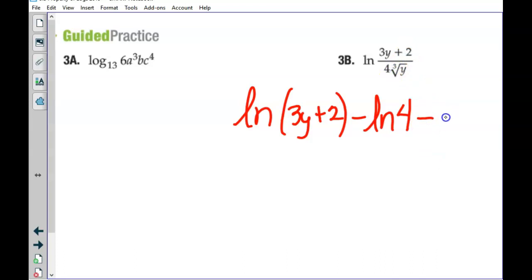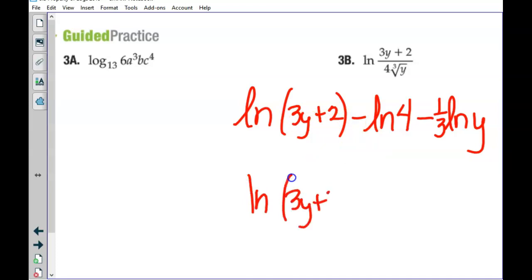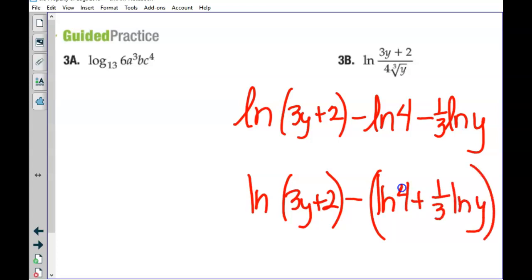Y to the 1/3. Okay. ln of y, the exponent is 1/3, so I can move it out front. And you do have to do that, guys. I don't want you to leave it the cubed root of y, okay? Can I mess with this anymore, though? Okay, the only other way you could have written this, guys, you could have said minus the quantity ln of 4 plus 1/3 ln of y. You could have said all of this is in the denominator together, and I would have accepted that, okay?